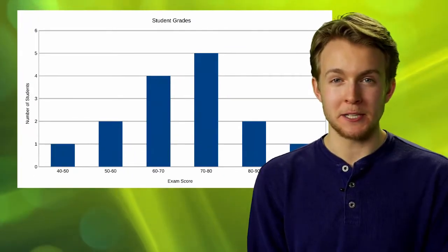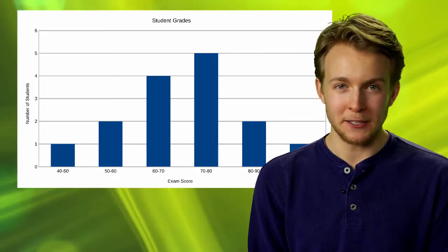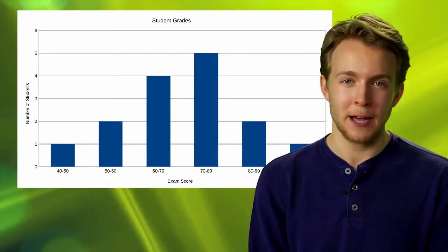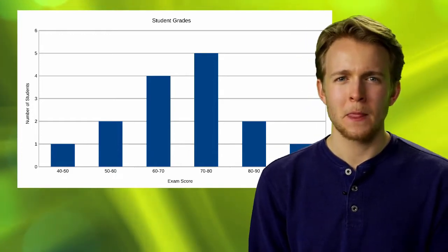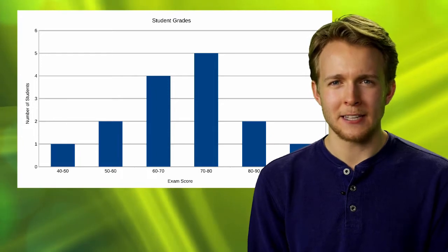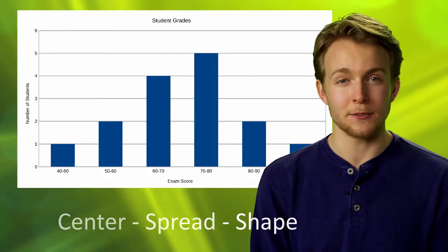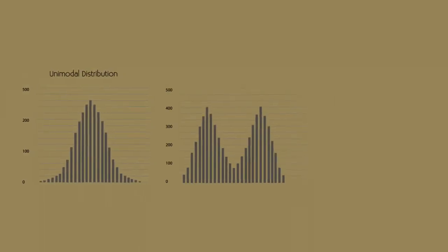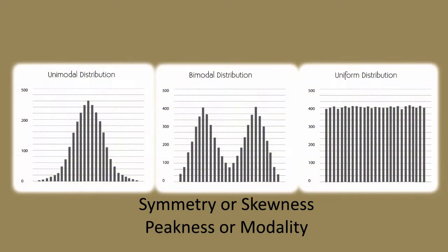Once the distribution has been displayed graphically as a histogram, we can describe the overall pattern of the distribution and mention any striking deviations from that pattern. More specifically, we should consider the following features. We will get a sense of the overall pattern of the data from the histogram's center, spread, and shape, while outliers will highlight deviations from that pattern. When describing the shape of a distribution, we should consider symmetry or skewness of the distribution and peakness or modality, that is, the number of peaks or modes that the distribution has.